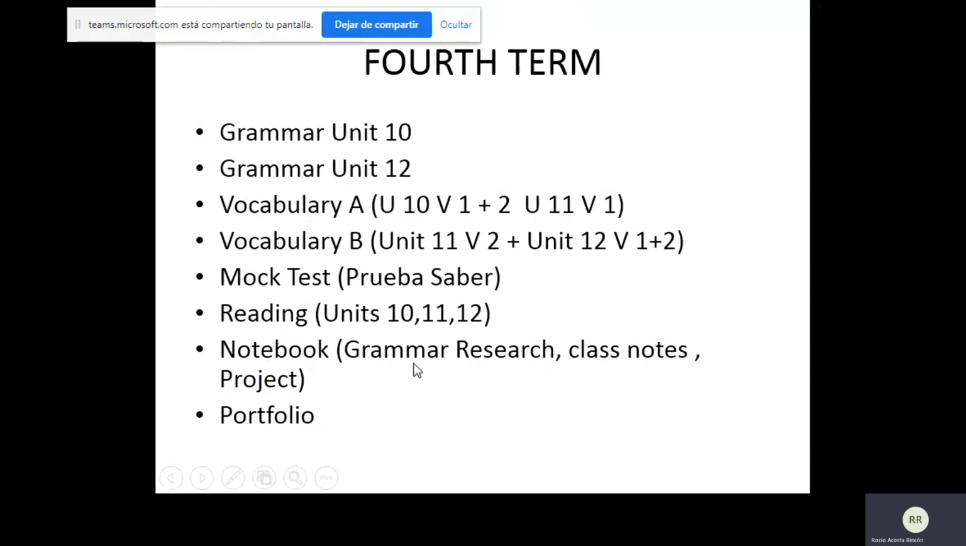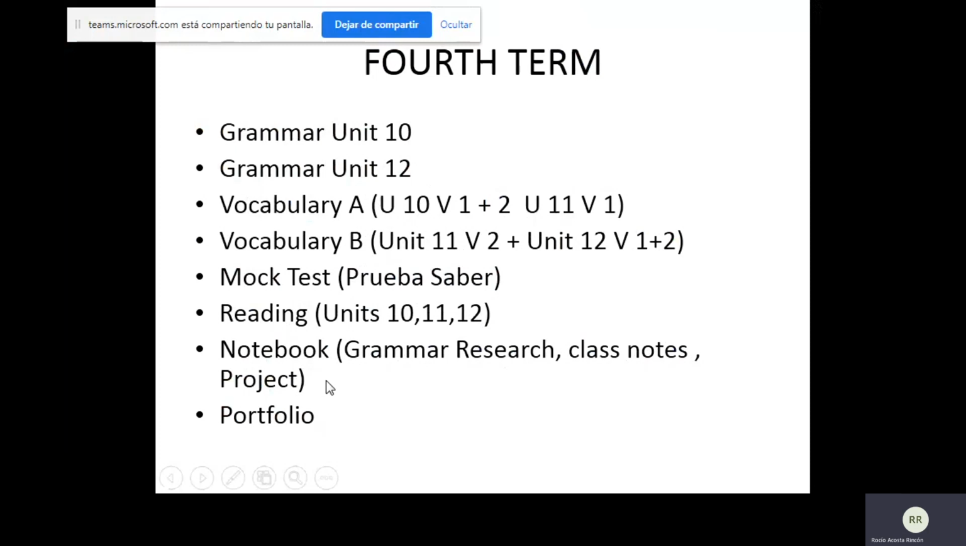But as you remember, I am grading 3 aspects: the grammar research, the class notes, and the project. The grammar research is what you sent last class that I'm grading, okay? So this is only 1/3 of the whole grade of the notebook. When we finish vocabulary and grammar, I will be grading the class notes, and please start working on the project from today. Don't leave it until the end. So please be working on that.